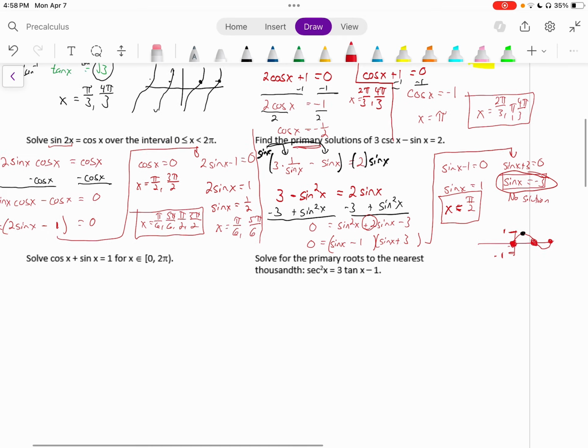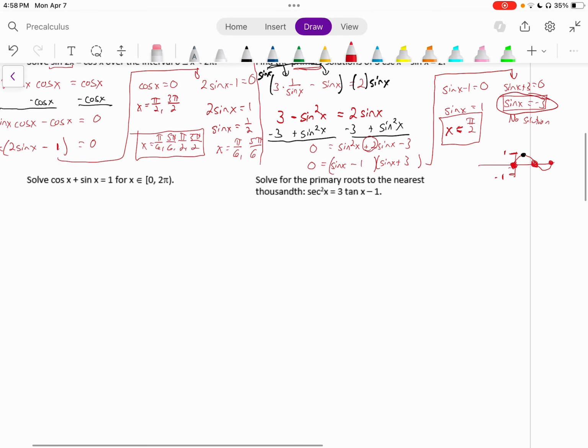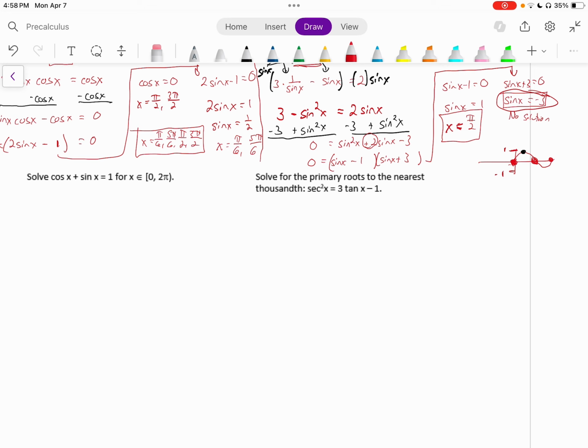All right, moving to the last two here. Solve cosine of x plus sine of x equals 1. So this is a level up here. We're leveling up. If we subtracted 1 from both sides, we still couldn't factor because there's nothing in common. There's no squared terms.